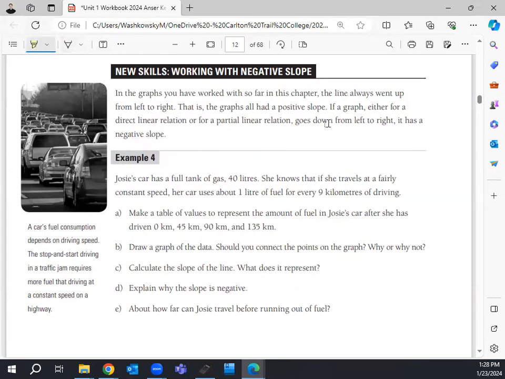So generally speaking, if you have a graph that is going up from left to right, it's a positive slope. If you have a graph that's going down from left to right, it has a negative slope. So if I give you a graph that's like this, doesn't matter whether it's direct or partial, that is a positive slope. If I give you a graph that goes down as you go from left to right, that is a negative slope. So you read it like a book from left to right.